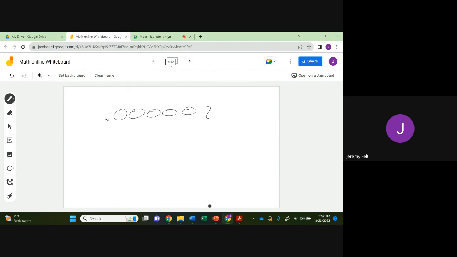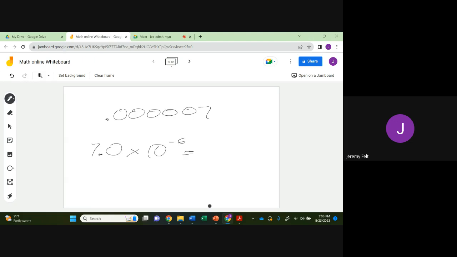So the same rule applies. I want my coefficient to be greater than 1 and less than 10. So it has to have a number in the ones place and everything else to the right of the decimal. Okay, and then we account for how many places I moved to get there. Well, to make this 7, I had to move 1, 2, 3, 4, 5, 6 places. But obviously this number is larger than what I started with. So to get this back to this, I'd have to move it 6 places to the left.